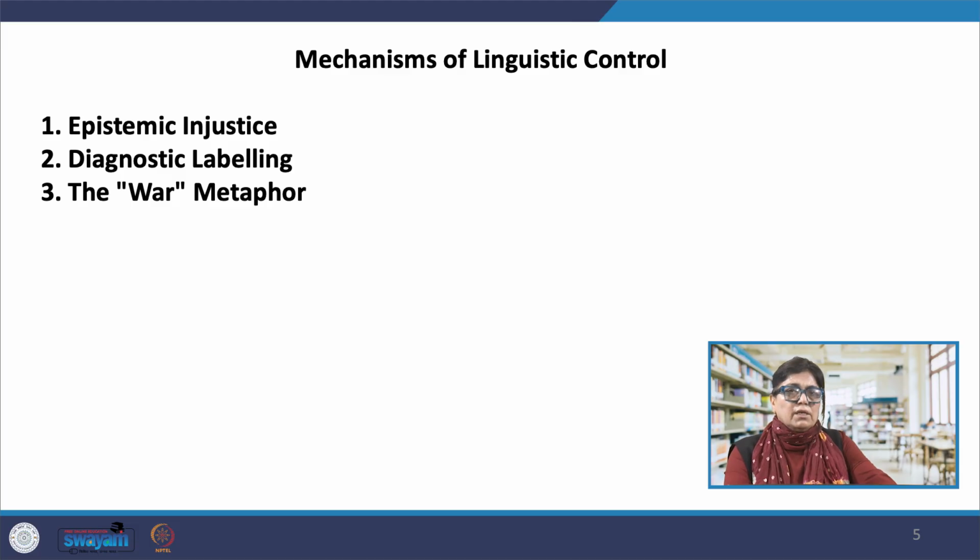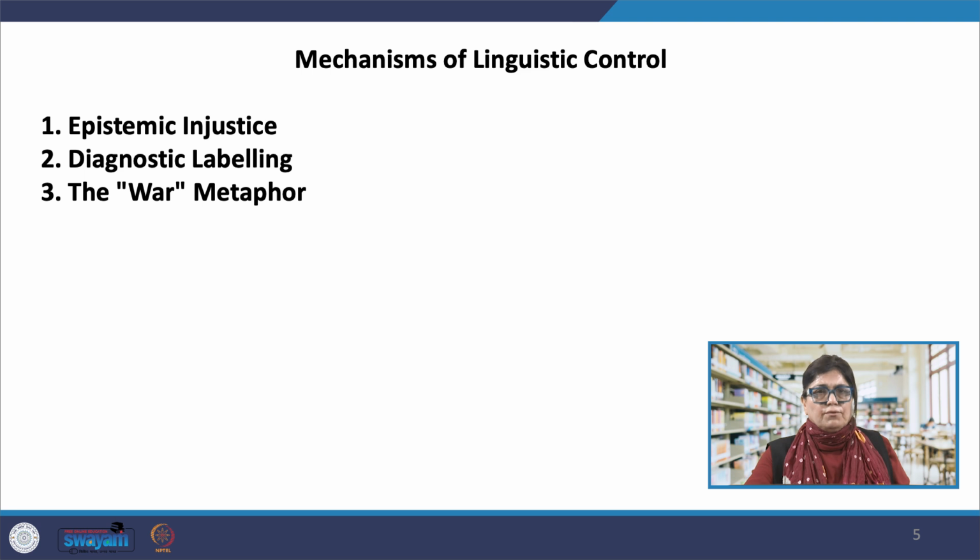Coming to diagnostic labeling, to name a condition is to possess power over it. Biomedical discourse dictates what is considered a normal body or mind and what is classified as a pathology or disorder. These linguistic boundaries directly influence legal rights, insurance coverage, and social stigma.